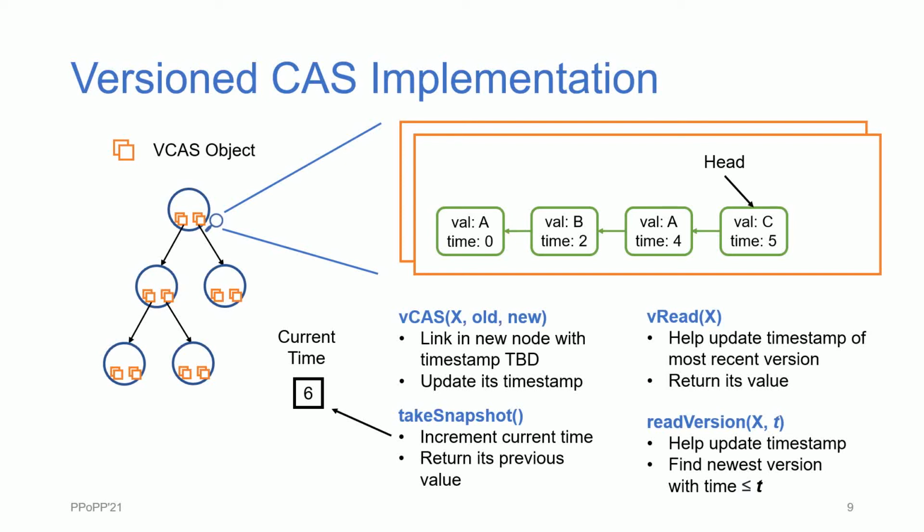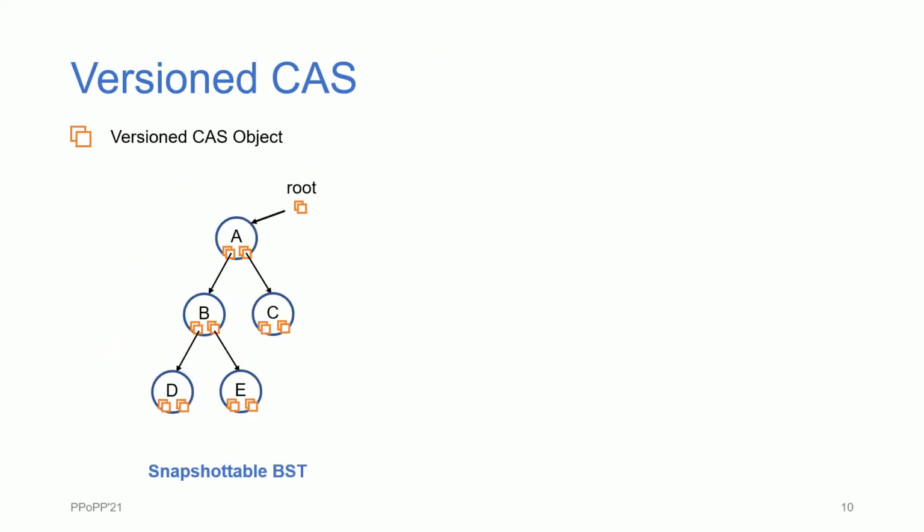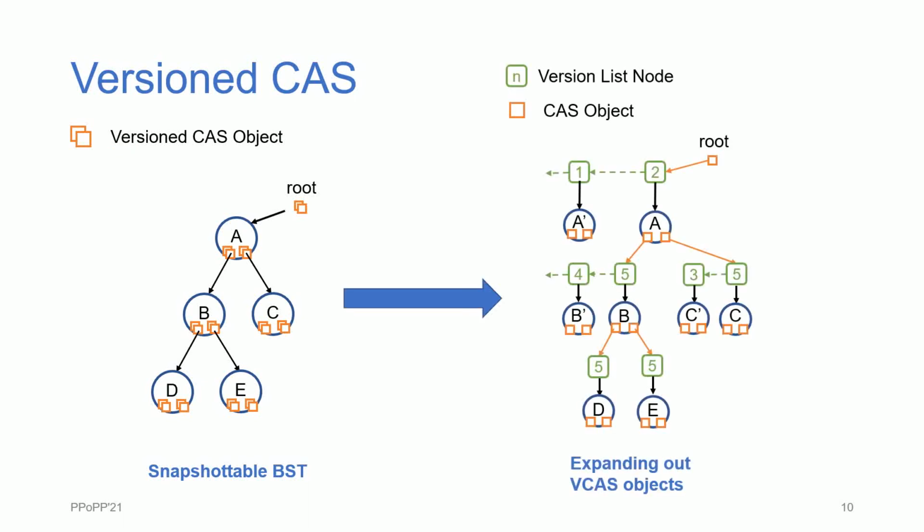So these are the high-level ideas behind our algorithm, and a full proof of correctness for it can be found in the full version of our paper. So now let's come back to our snapshotable BST and expand out all the version CAS objects that it contains. In the right-hand diagram, the numbers in each version list node represent its timestamp. Notice that this transformation adds an extra level of indirection to the original data structure, which does not affect our theoretical bounds, but it adds a lot of overhead in practice. Later on in the presentation, I'll talk about how to avoid this level of indirection for most data structures.